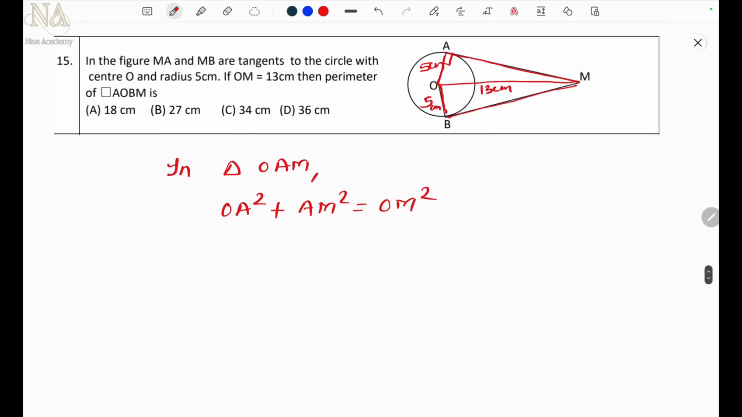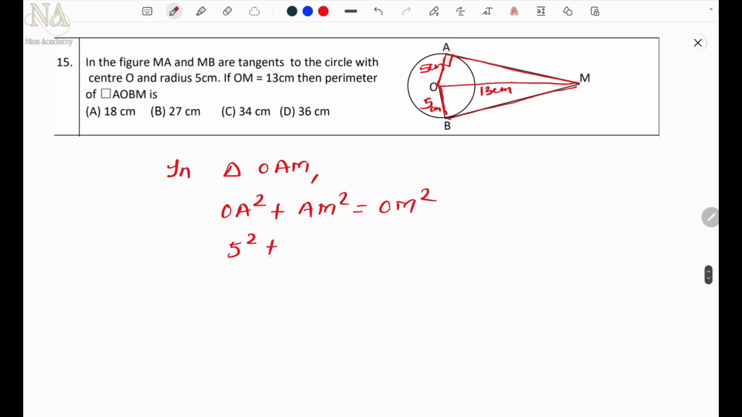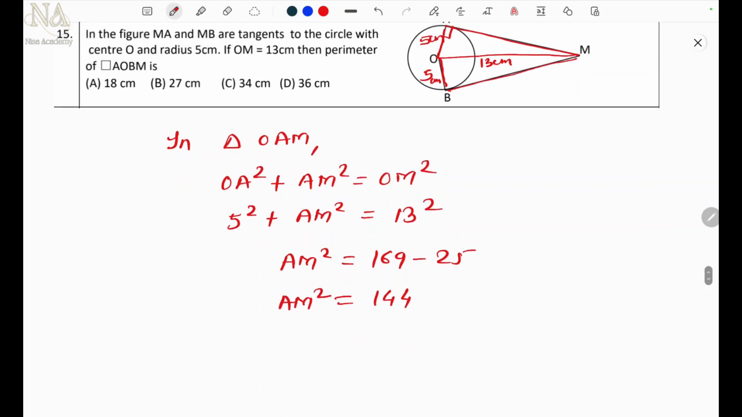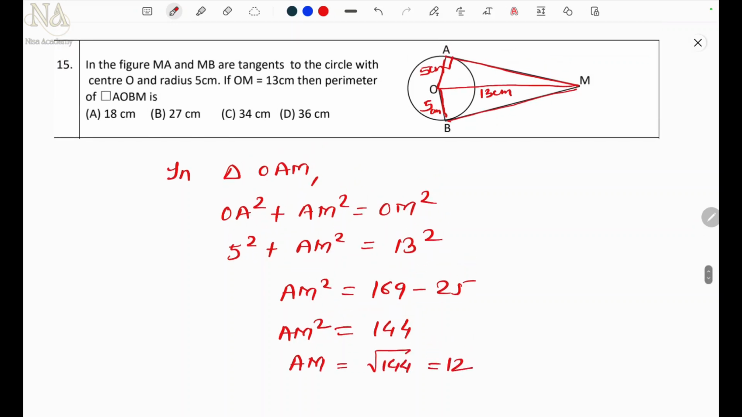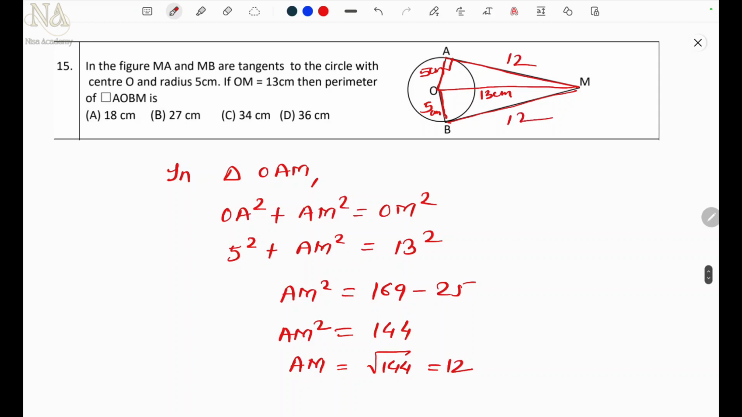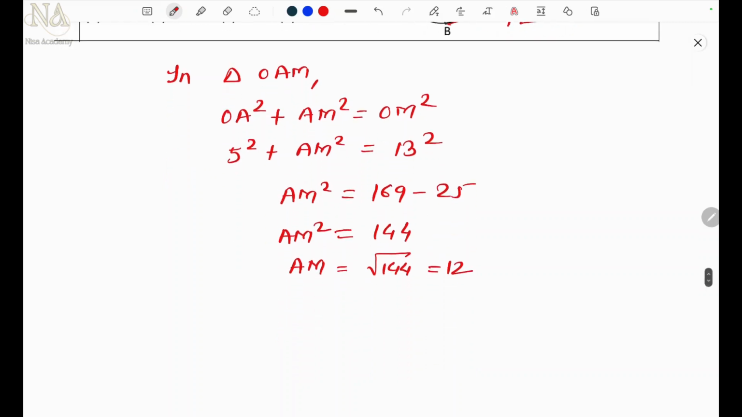So what is OA? Given to us, 5. AM we are supposed to find. OM is 13 square. So AM square is 13 square, which is 169, minus 5 square, which is 25. So which is 144, AM square. So what is AM? Square root of 144, which is 12. So this is 12, this is also 12, right? So now just add this.